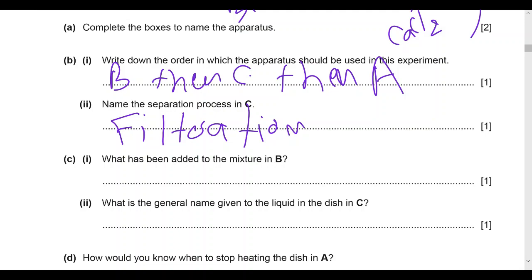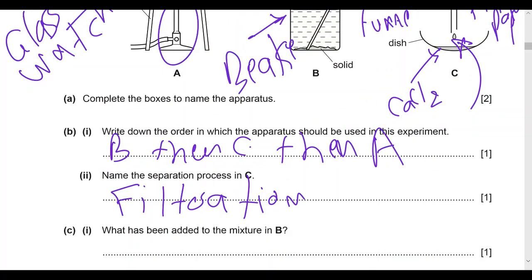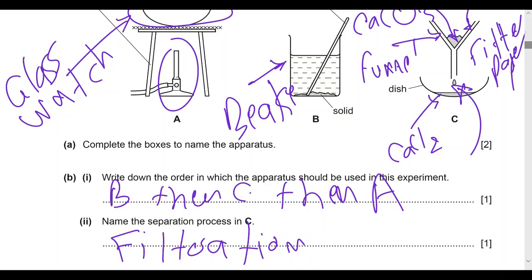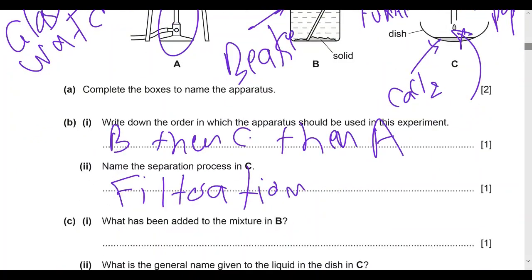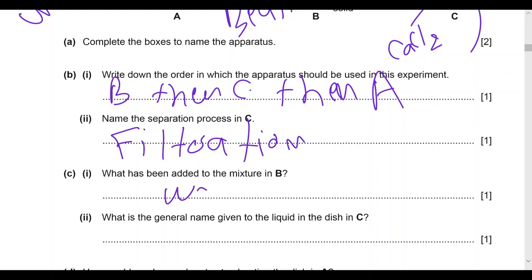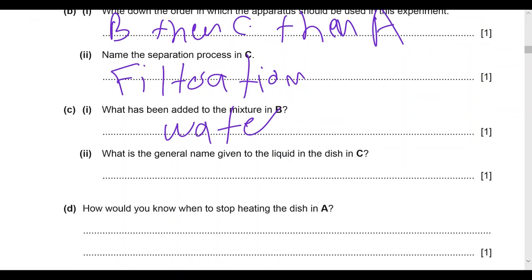What has been added to the mixture in B? In the mixture B, you have mixed calcium chloride and calcium carbonate, both of them. And here what do we have in the beaker, which is filled to this level? Clear, yes, it's water. Because you started with both of them as solids. You have dissolved them, then the calcium carbonate is insoluble, calcium chloride is soluble, and you have obtained it.